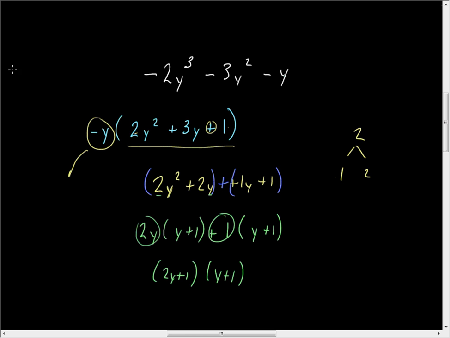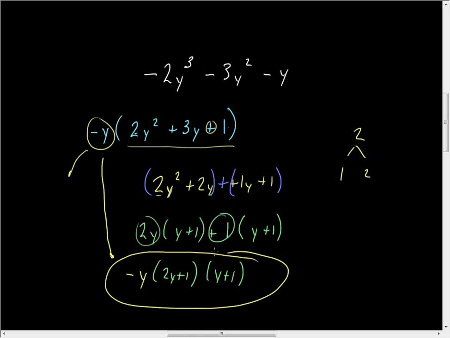Now, bring the negative y down and stick it back in there. There's your answer. See, it's not that bad.